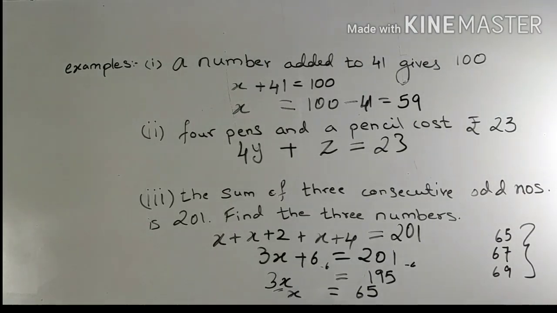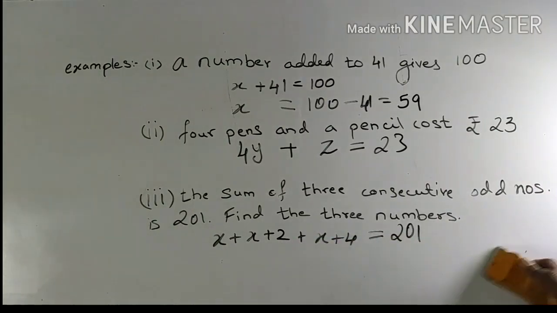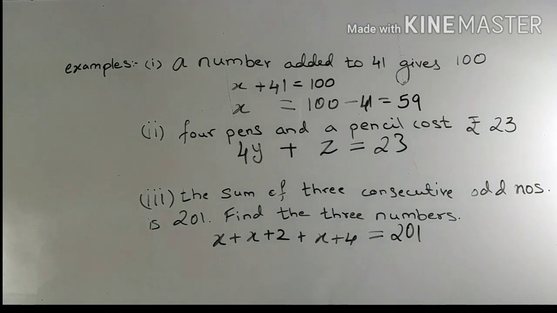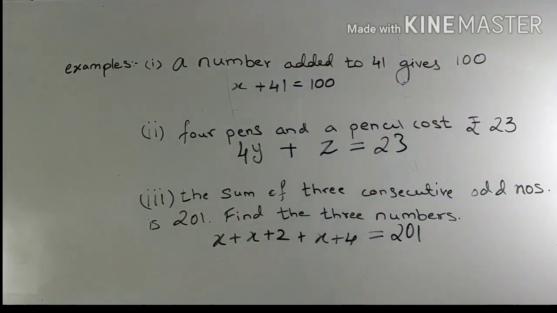Now if I tell you all that there is some common thing in these equations, okay, there is some common thing in these equations. I'll simplify this and write 3x plus 6.